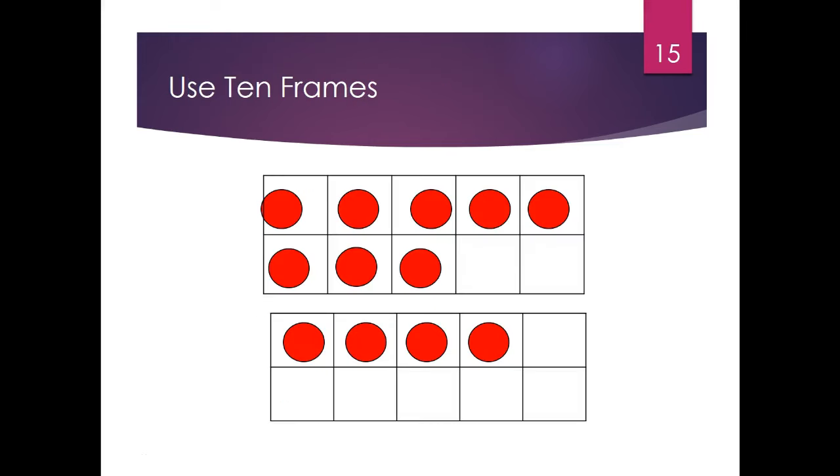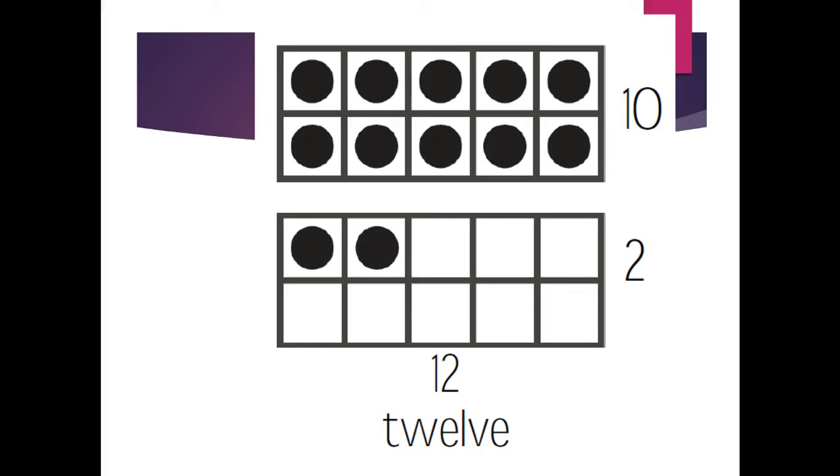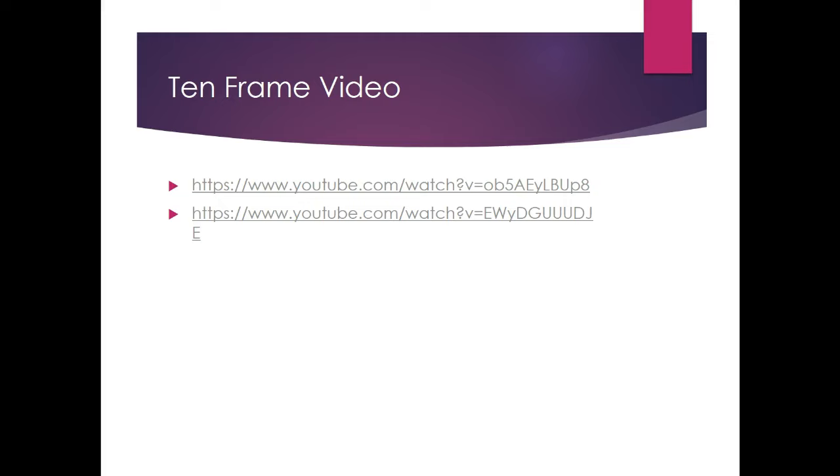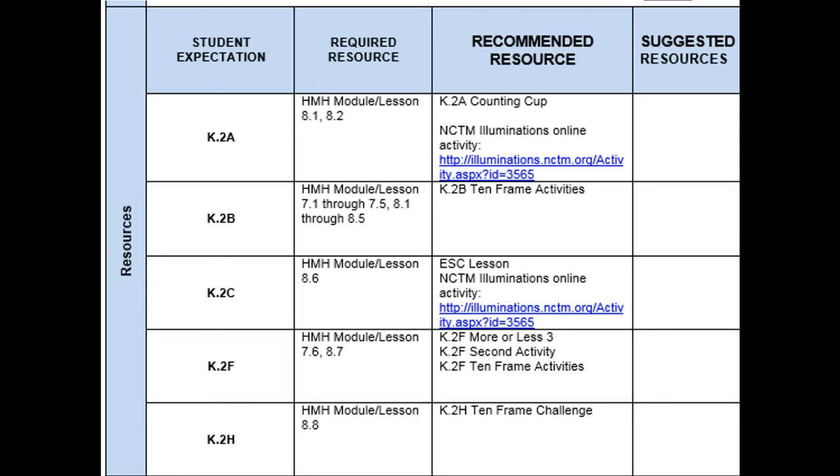So use 10 frames when you're doing this activity. Have the kids first build on one 10 frame on one of the columns, and then the second column. Noticing that 8 plus 4, they just take that 4 and move it into the first 10 frame, making it a full 10. So we have 10 and 2 is 12. Here's a couple of 10 frame videos that you can watch to get more information on using 10 frames.